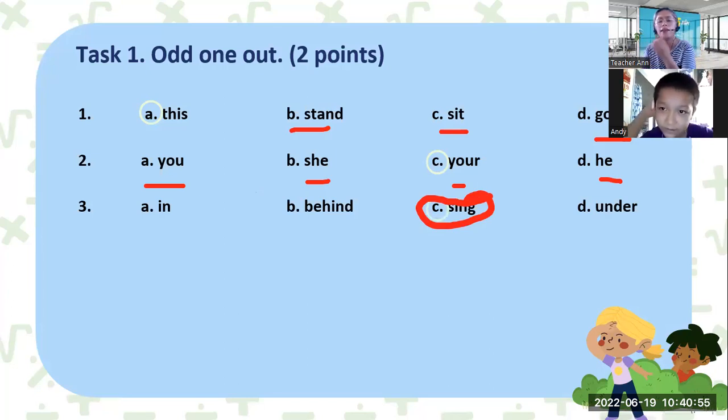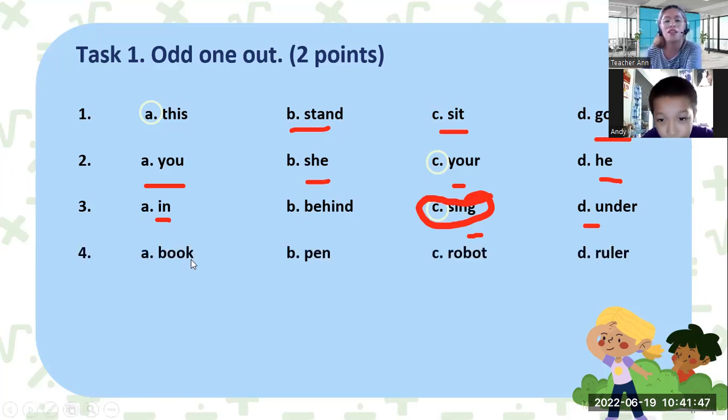Very good. Yes, because here it is a preposition. The phone is in the table. The phone is behind the table. The phone is under the table. They are prepositions. But sing, this one, very good, is a verb. I sing a song. Sing is a verb, an action word. It is not a preposition. Do you understand? Okay, very good. Next one, please.